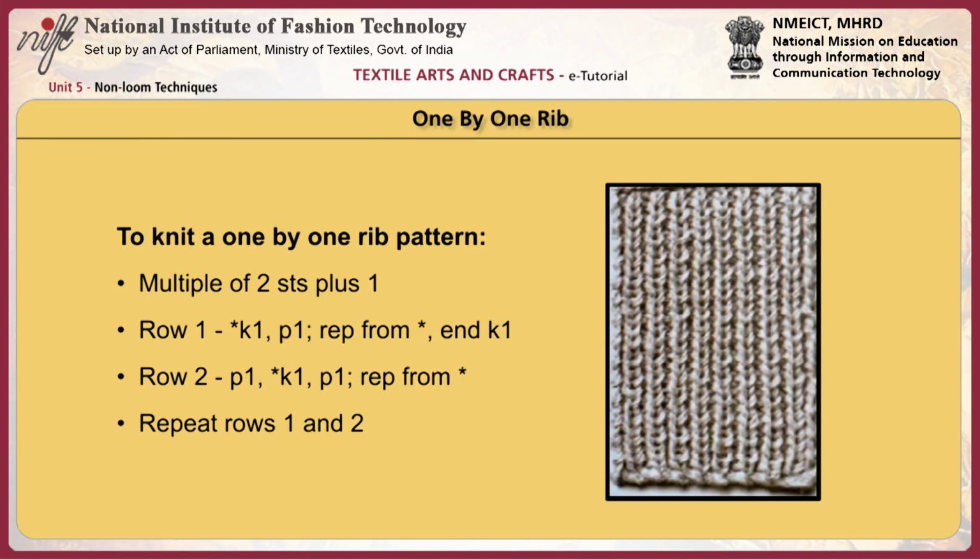To knit a 1 by 1 rib pattern, first work in a multiple of 2 stitches plus 1. In row 1, knit 1 and purl 1 every alternate stitch and repeat till the end. In the end, make 1 knit stitch. In the second row, purl 1 stitch. Next, knit 1 and purl 1 alternatively and repeat throughout. Now, repeat rows 1 and 2.